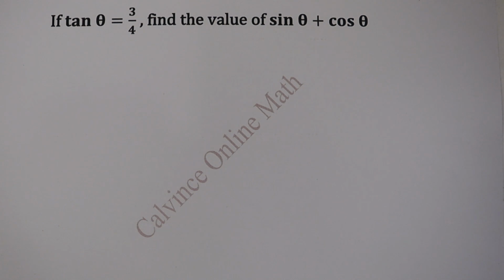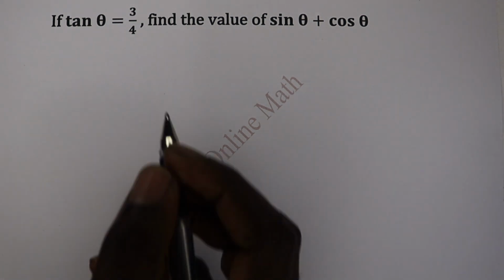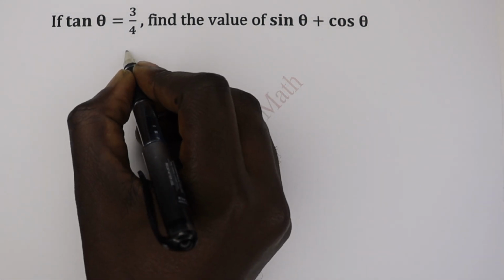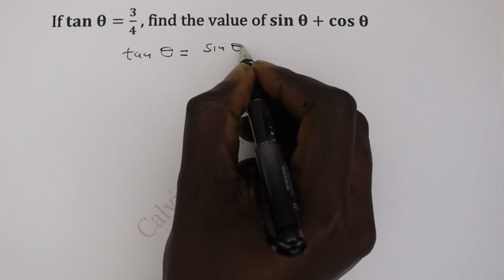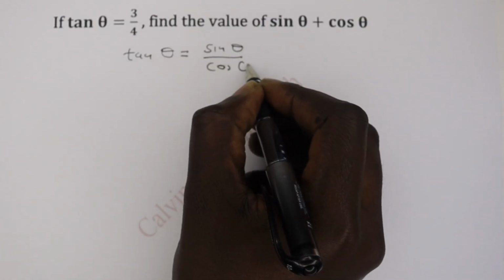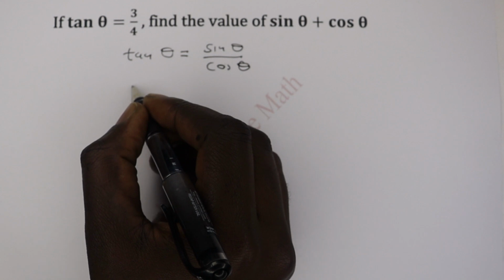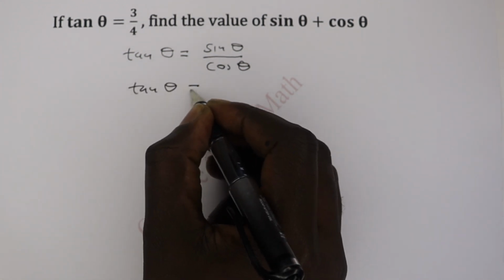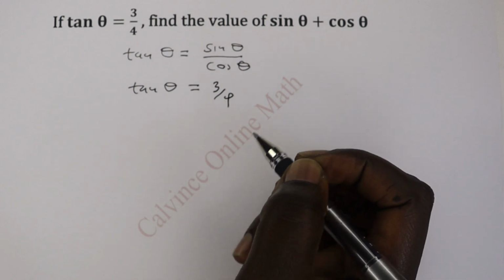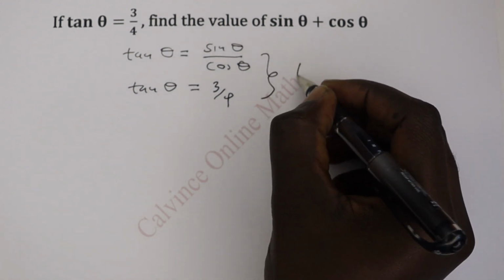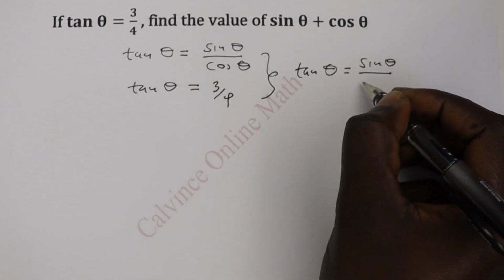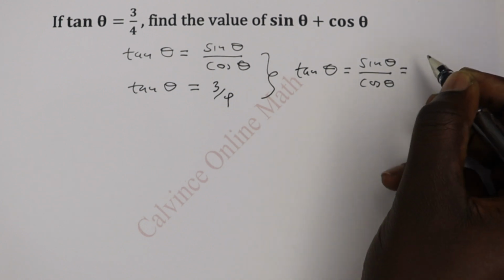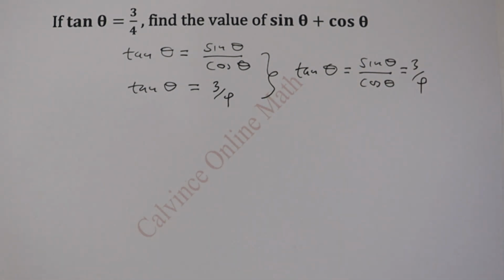If tan theta is equal to 3 over 4, find the value of sine theta plus cos theta. So according to the trigonometric ratios, tan theta is equal to sine theta over cos theta. And we have also been given that tan theta is equal to 3 over 4. So according to this, tan theta is equal to sine theta over cos theta, which is equal to 3 over 4 according to the information that we have.